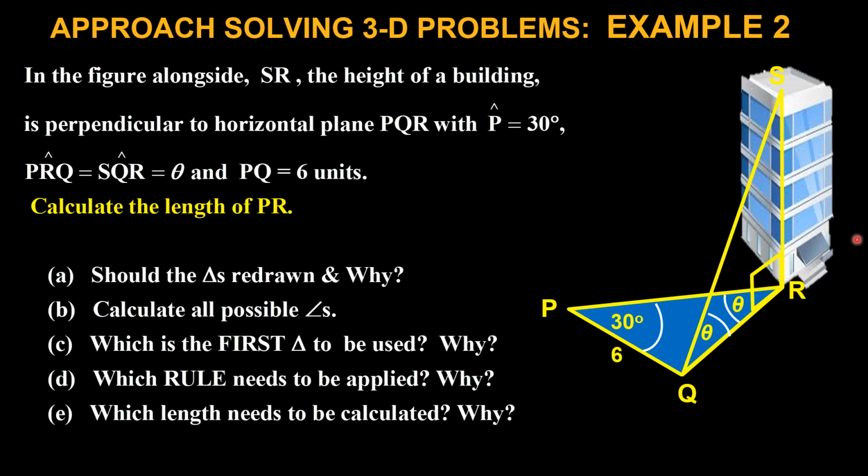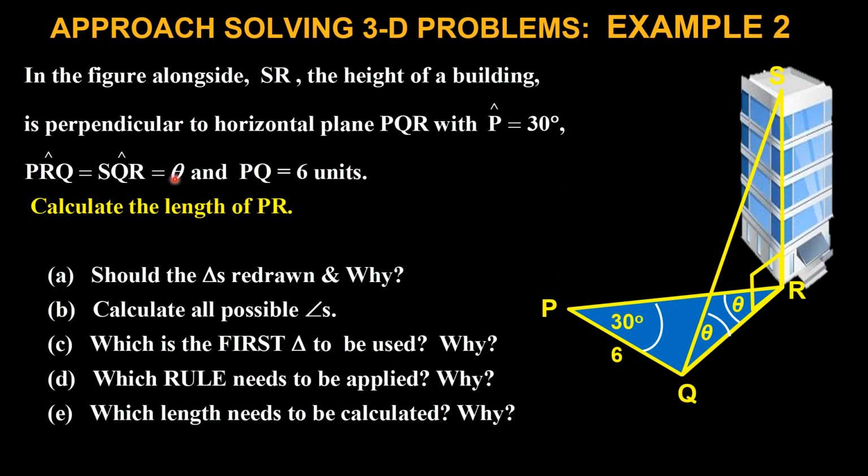There we have a building. We can see SR is the height. There's the building, and that SR is perpendicular to the horizontal. So PRQ is on the horizontal plane. So you've got 2 planes there. You've got a vertical plane and a horizontal plane. Okay, and we've got measurements.